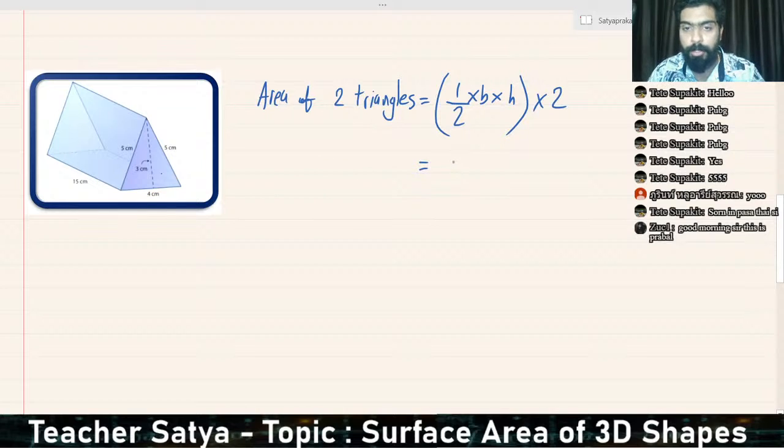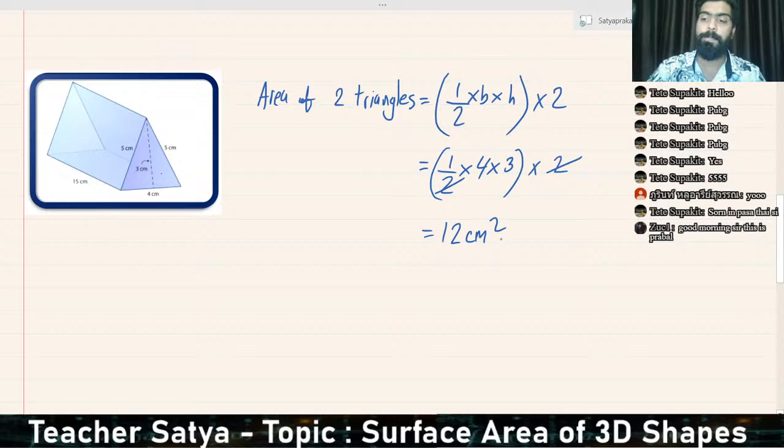So what do we have here? We have 1 over 2 multiplied by the base, which is 4, multiplied by the height. This is the height right here, which is 3. And then we are going to take this and multiply it by 2 because there are 2 triangles, right guys? So I'm going to simplify these 2, and then the area of 2 triangles, 4 times 3 is 12 centimeter square, right guys? It is equal to 12 centimeter square.